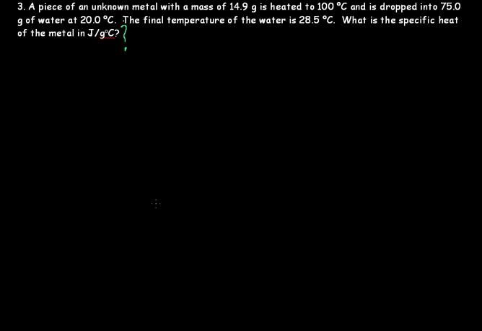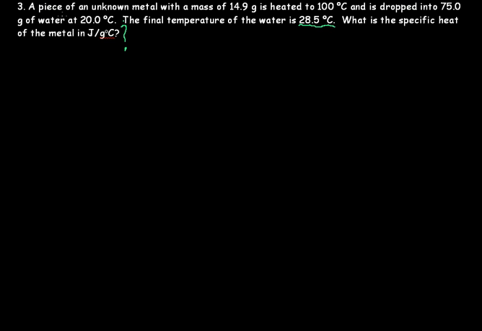Here the trick is that a lot of people get fooled where it says the final temperature of the water is 28.5 degrees Celsius. Well, this is not only the final temperature of the water, it is also the final temperature of the metal. If the metal were still warmer than the water, it would stand to reason that the water would also get warmer. Also, if the metal was colder than the water, the water would get colder itself. So this 28.5 degrees is our final temperature of both the water and the metal.